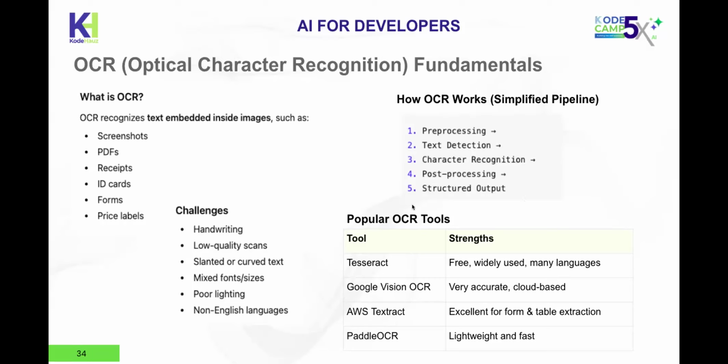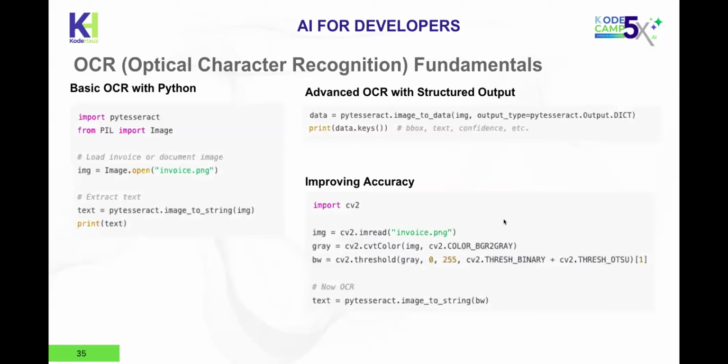Popular tools that you will see for OCR: you see Tesseract, which is widely used for OCR in many different languages, right? Then you have Google Vision OCR, which is very accurate, but it's cloud-based. You have to call the Google Cloud API. Then you have AWS Textract, which is also excellent for form extraction and table extraction. Then you have PaddleOCR, which is very lightweight and fast. Then, yeah, so this is how you could use Tesseract, right?